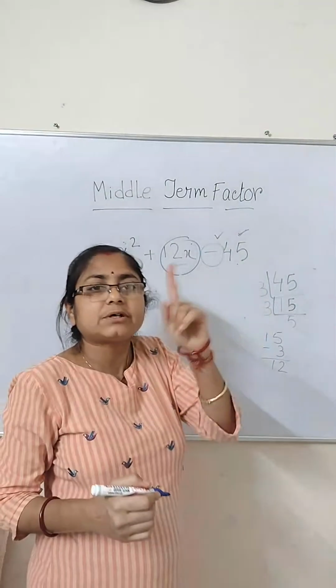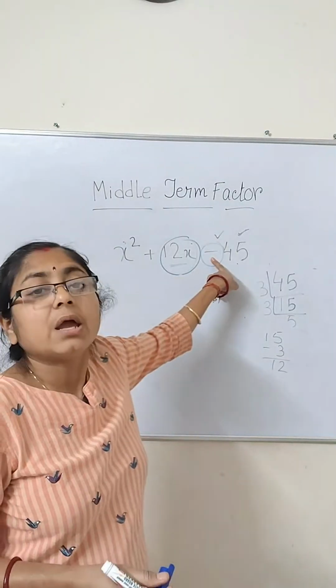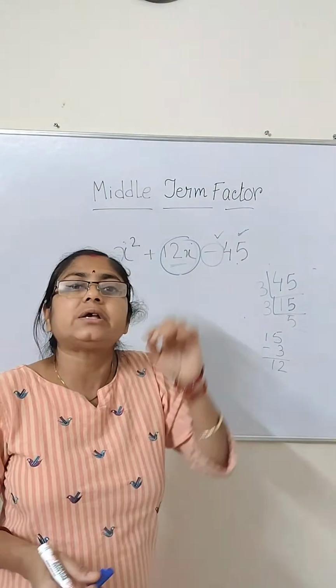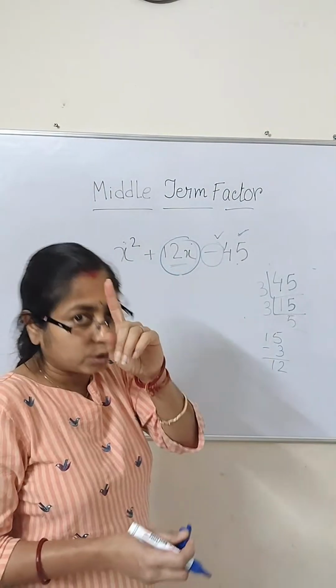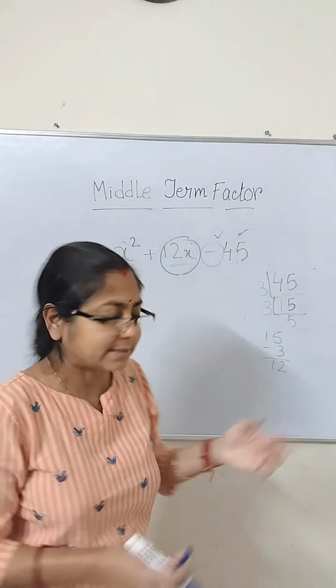So, what is the first procedure? Number 1, you check the sign before the last digit. If it is plus, you use the plus sign. If it is minus, then you use the minus sign.